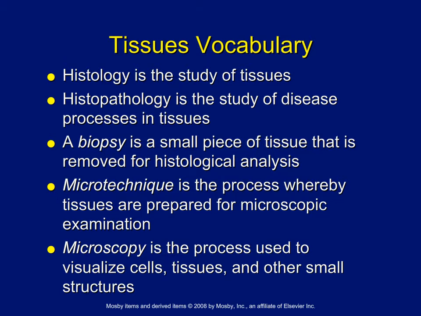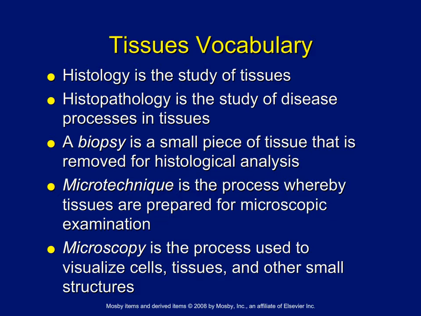Okay, we're going to start out the lecture with some vocabulary that you'll need to know in order to understand the subsequent slides. Histology, first of all, is the study of tissues, whereas histopathology is the study of disease processes in tissues. And where this comes into play is that when we have a patient come to the veterinary clinic, let's say with a suspected tumor or something like that, we'll often take a biopsy to see whether or not that tissue is actually cancerous. A biopsy is just a way to remove a small piece of the tissue without killing the organism and being able to look at that through histological analysis.